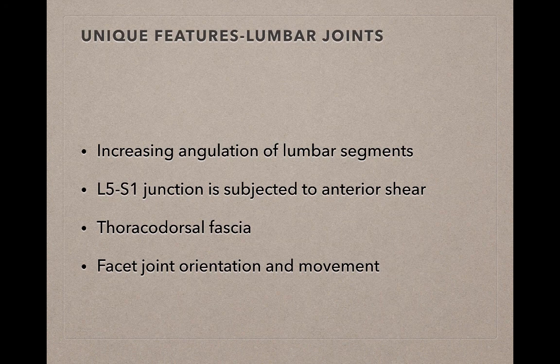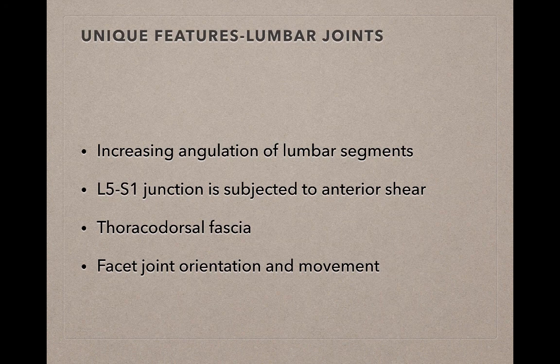Now the facet joints at the lumbar spine, as we transition down, have moved more into a sagittal plane. And it's this sagittal plane that allows flexion and extension to occur at the lumbar spine. So what you've seen is a transition of these facet joints from the cervical spine down to the lumbar spine, and it's the position of these facet joints that really dictate the movement that we have available in each of the different regions of the spine.